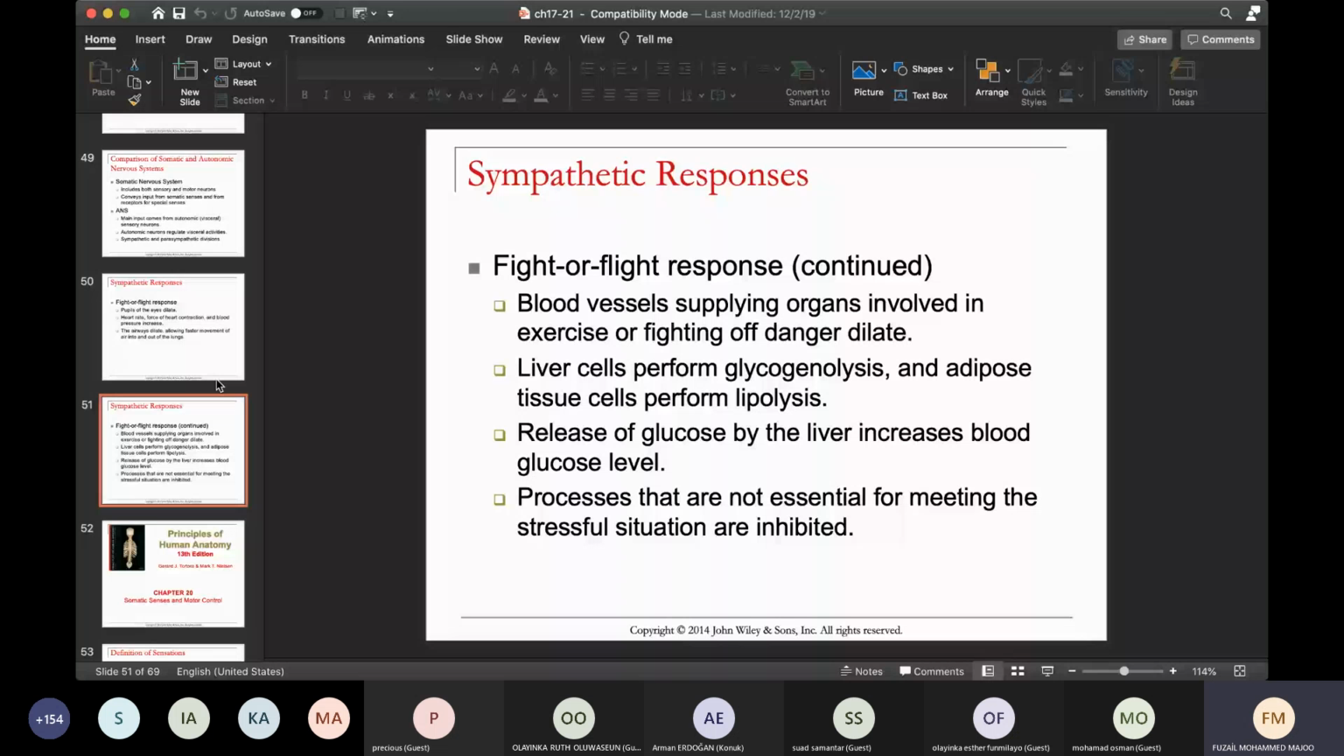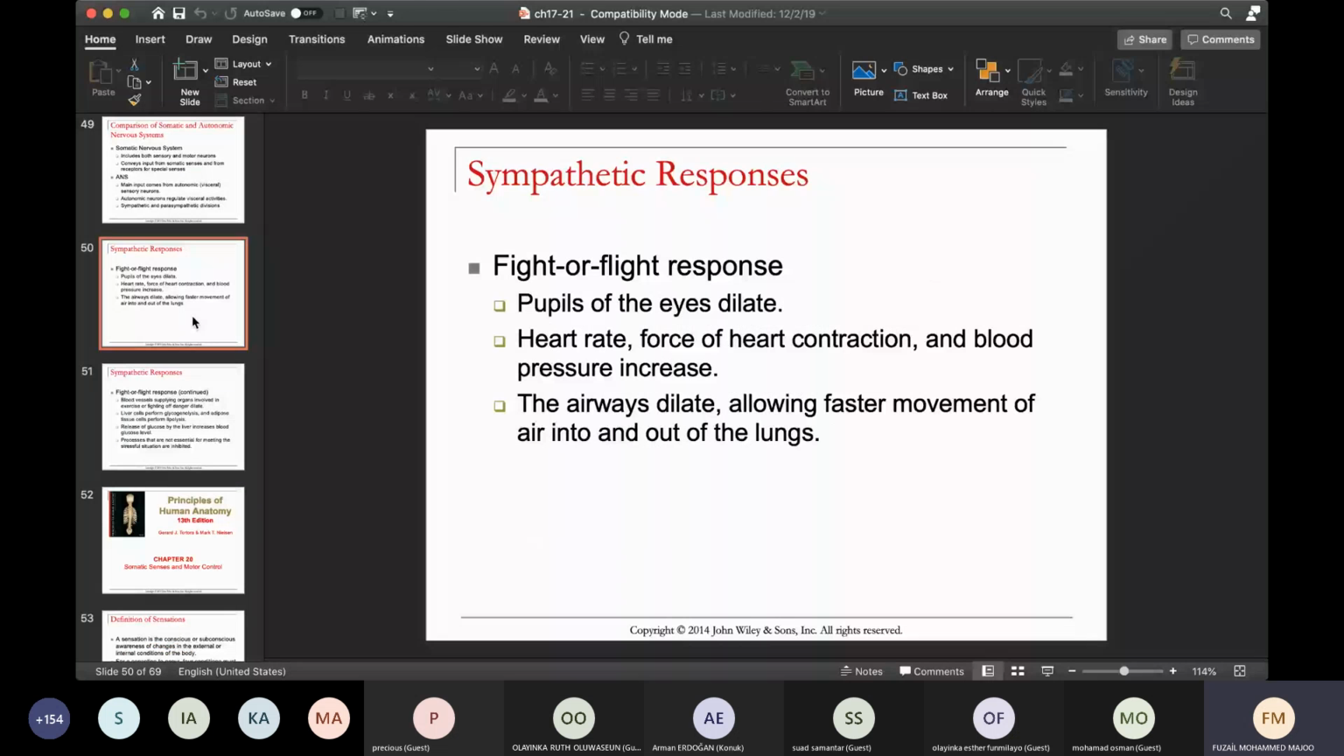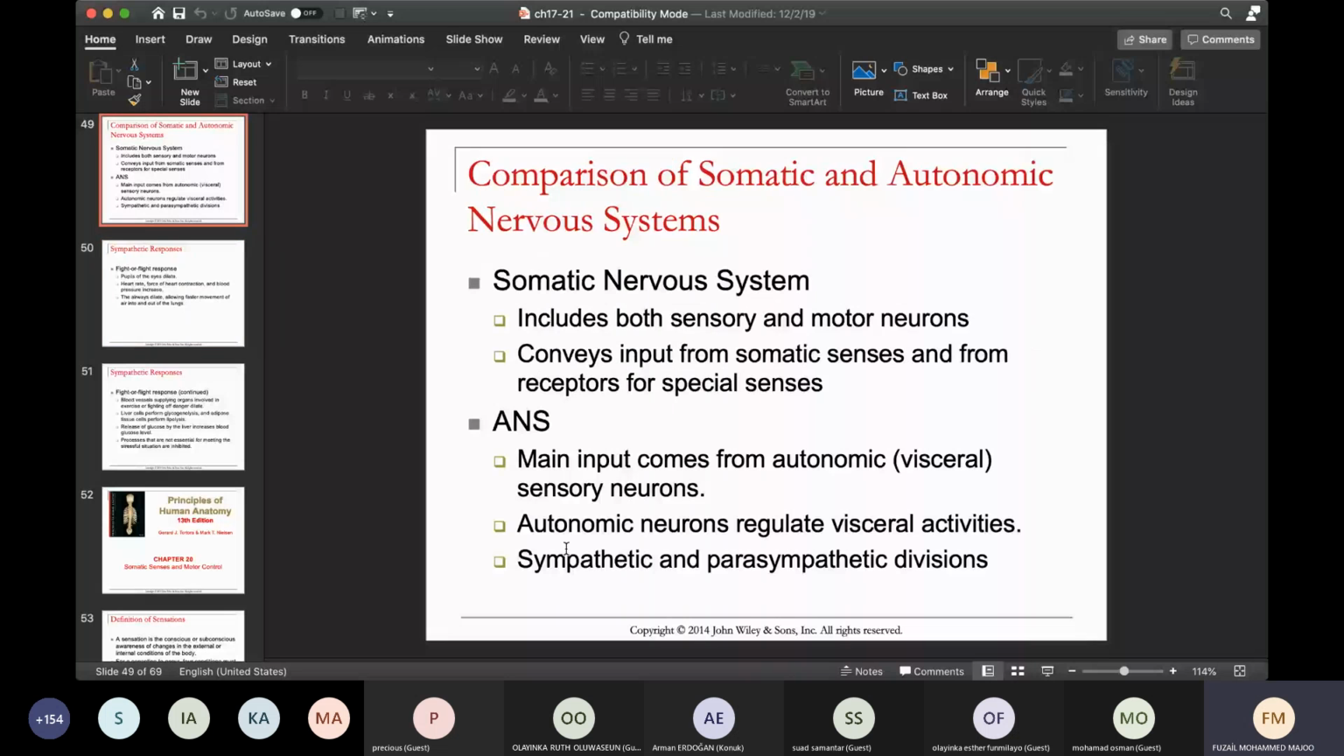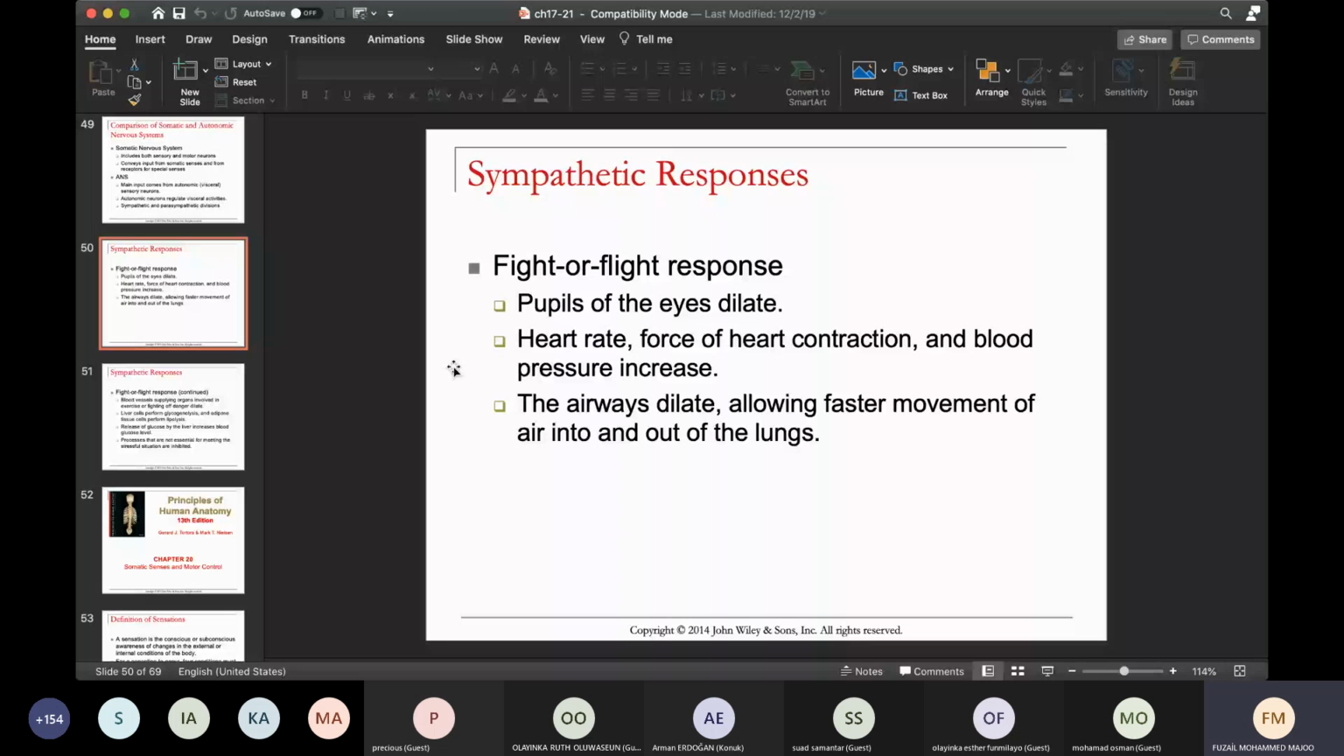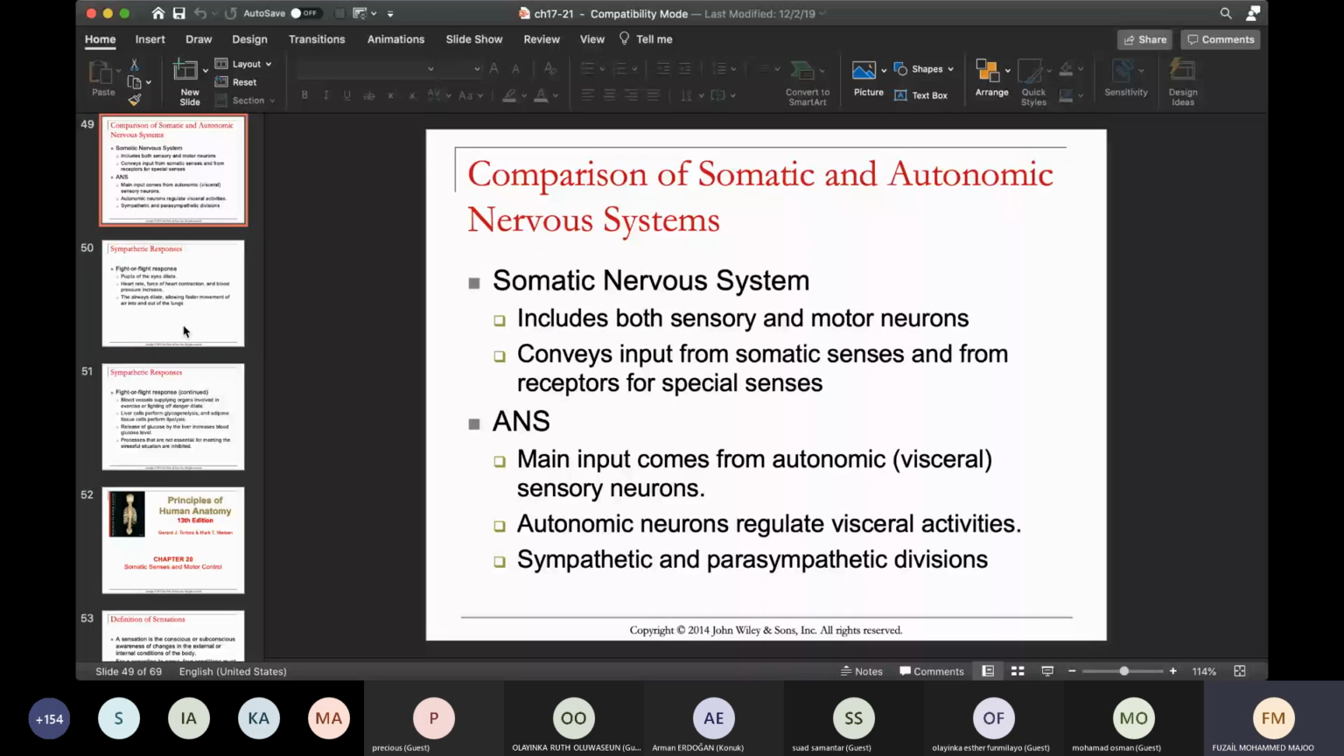Remember, sympathetic division: sympathetic starts with the letter S, so does the word stress. Remember I told you fight or flight is a stress response. So sympathetic, stress. Parasympathetic starts with the letter P. When you're eating food, you're at peace, right? So parasympathetic is your rest and digest. An easy way to remember.